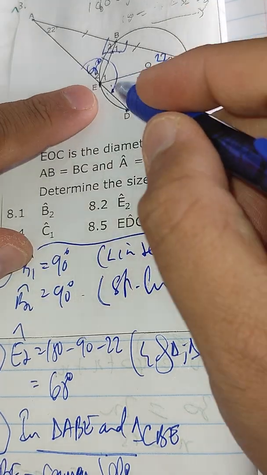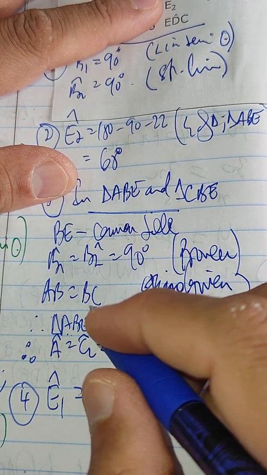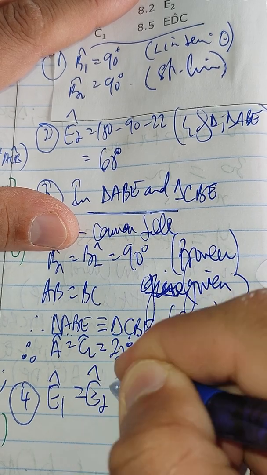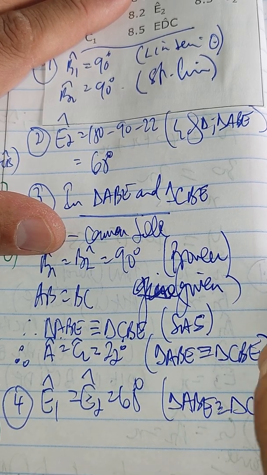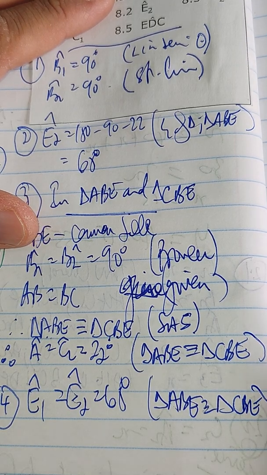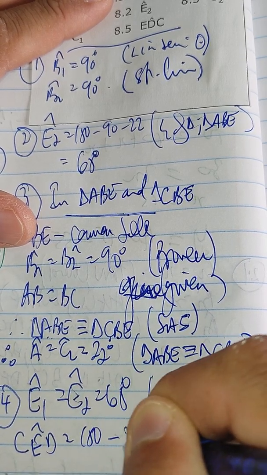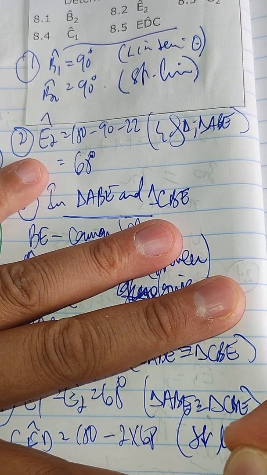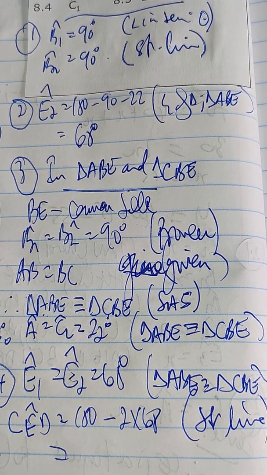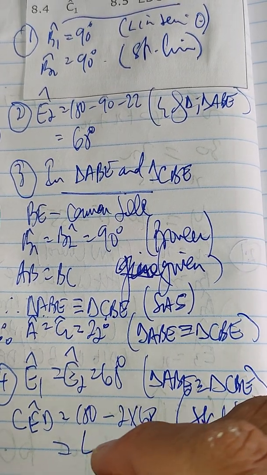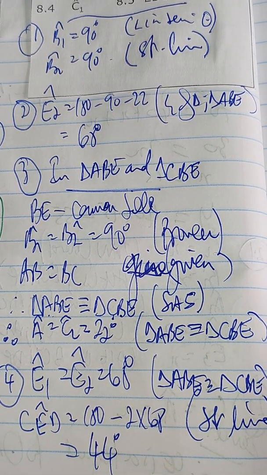I'm going to go with calculating E1 first. As we said, E1 is the same size as angle E2, which is 68 degrees. Why is that the case? Because triangle ABE is congruent to triangle CBE. So we're going to now say that CED is 180 minus 2 times 68, and we see that these are angles on a straight line. So 180 minus 2 times 68 is going to give you 44 degrees. So we got 44 degrees here.